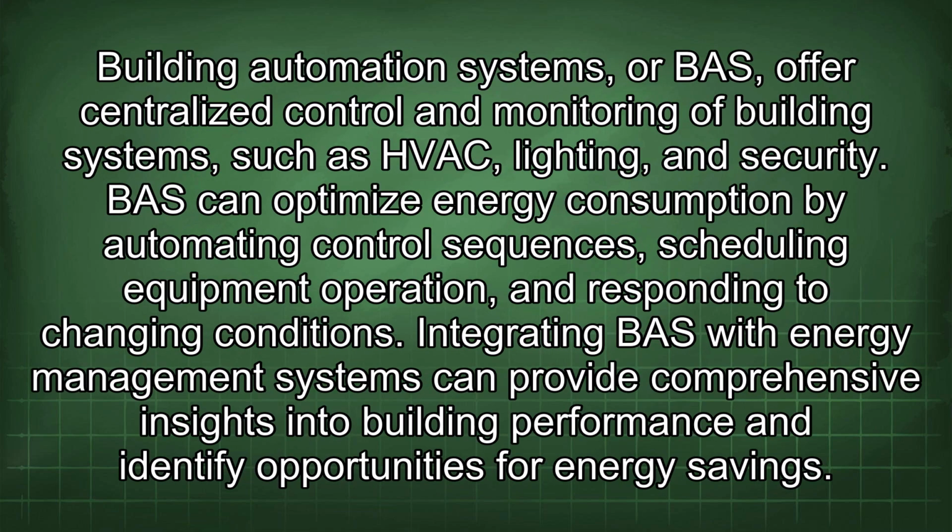Building automation systems, or BAS, offer centralized control and monitoring of building systems such as HVAC, lighting, and security. BAS can optimize energy consumption by automating control sequences, scheduling equipment operation, and responding to changing conditions. Integrating BAS with energy management systems can provide comprehensive insights into building performance and identify opportunities for energy savings.